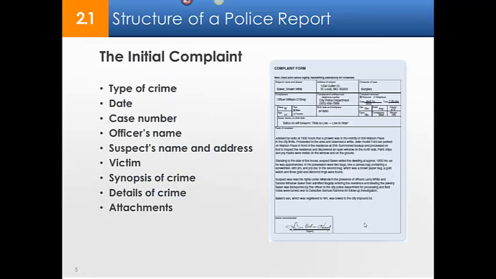The initial complaint would be a complaint made by the victim's family or the victim themselves, which includes the type of crime, the date, and a case number, which would be assigned by various departments. They usually include the year that it happened, the officer's name, suspect's name and address, the victim or victims, synopsis of the crime, details of the crime, and any attachments that would be applicable to the initial complaint.